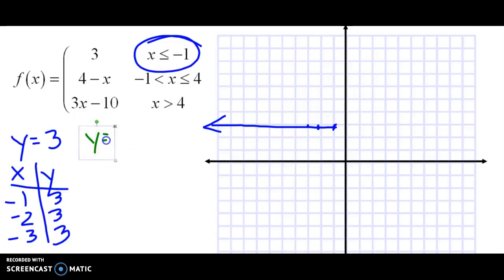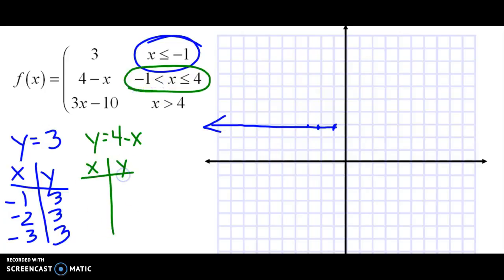You've got y equals 4 minus x. So we're going to put in 4 minus x, and we're going to go between -1 and 4. So make your table to go between -1 and 4 and fill that in. Okay, there's my table that I made.